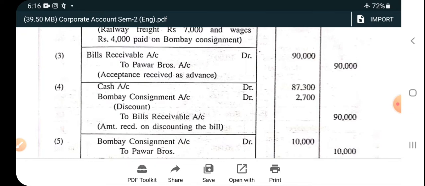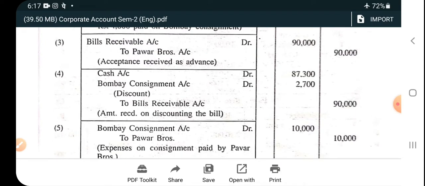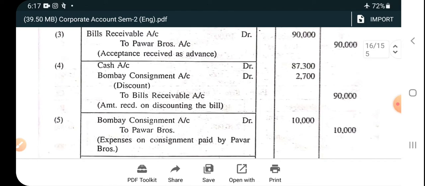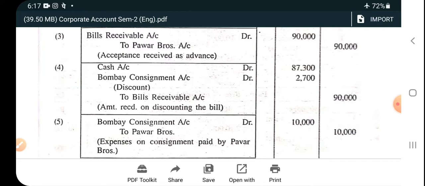Now the journal entry number 4. This bill is discounted by the consignee for 3 months at 12%. If we deduct the discount at 12%, it results in 2,700. The remaining money is received by the consignor, which is sent by the consignee. So, cash and bank account debit 87,300, consignment discount account debit 2,700, to bills receivable account 90,000.